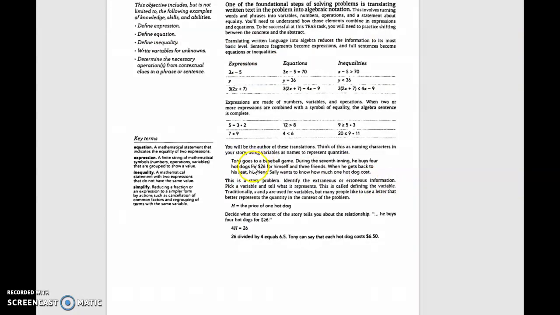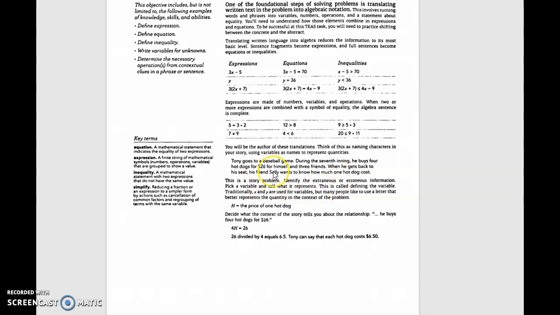Now let's read this little word problem that they've got in your book. It says Tony goes to a baseball game. During the 7th inning, he buys 4 hot dogs for $26 for himself and 3 friends. When he gets back to his seat, his friend Sally wants to know how much 1 hot dog costs. So what we're trying to do is find out, if 4 of them cost $26, how much is 1 of them going to cost?